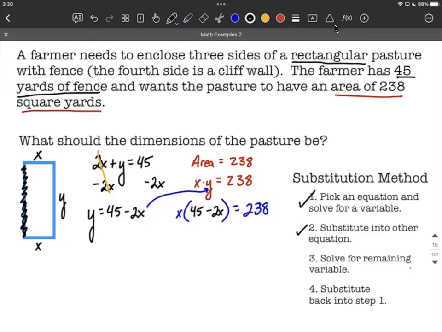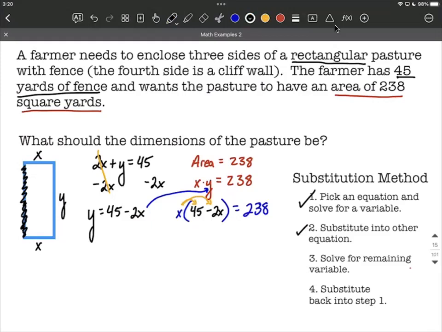Okay, we're going to solve for this remaining variable, in our case x. To get going on this, I'm first going to distribute the x from the outside of the parentheses and bring it to the inside of our parentheses. So it's going to get distributed to both of these terms on the inside.